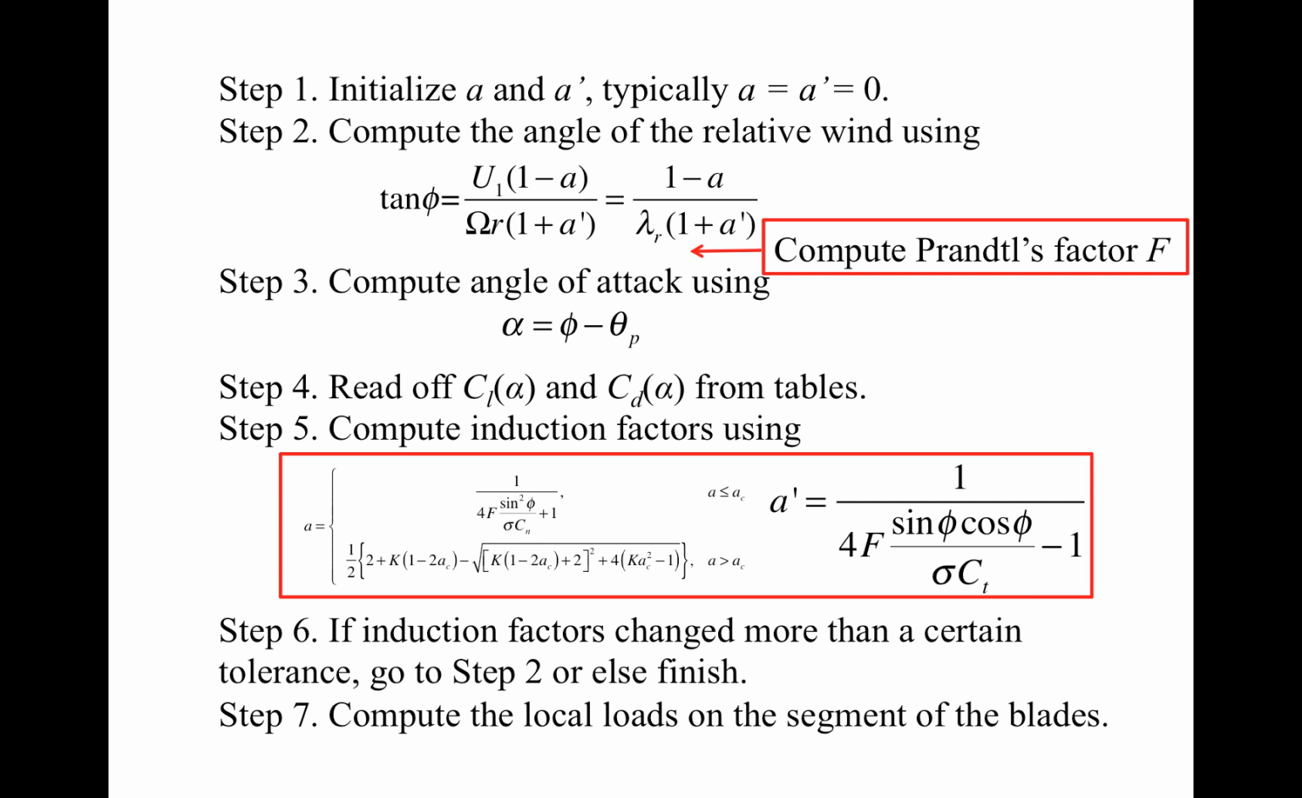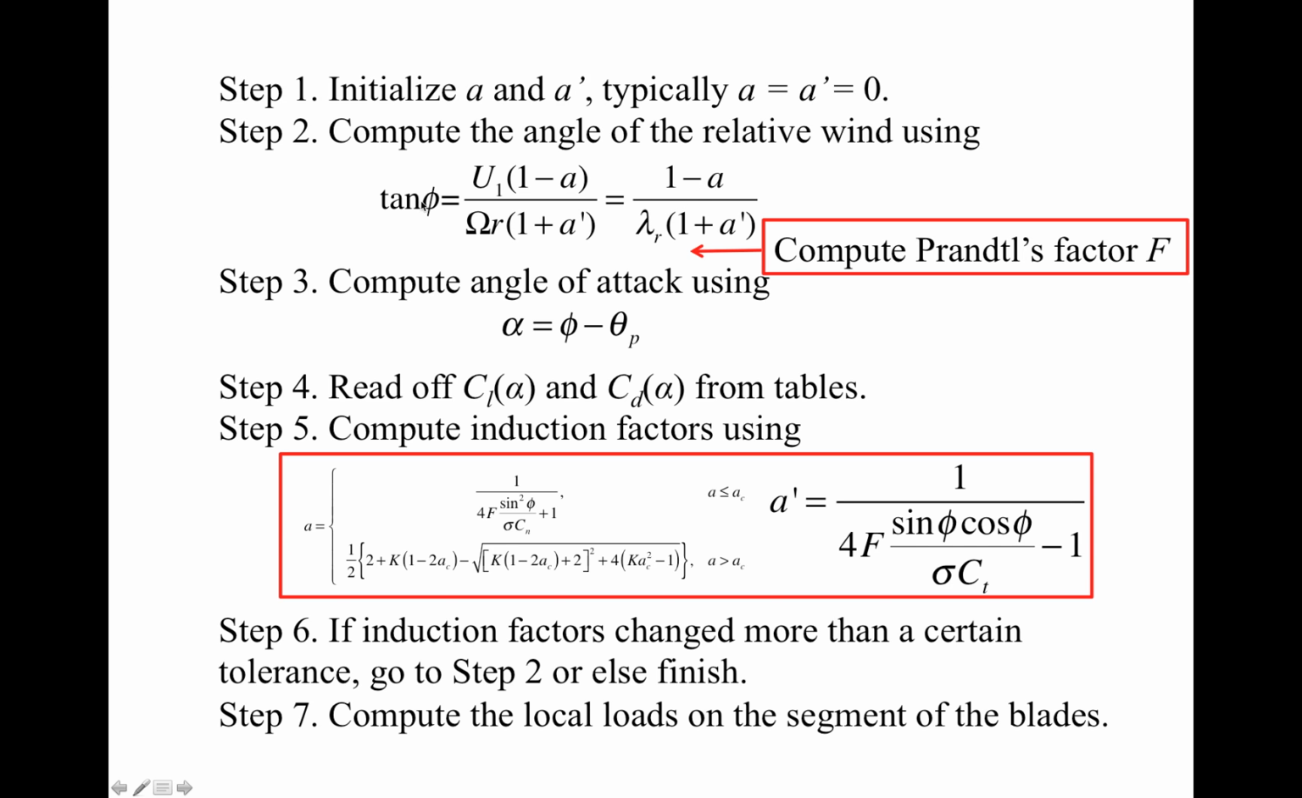Now we have a modified iterative algorithm for computing the two induction factors. So this is the BEM with Prandtl's tip loss correction and then the Glauert's correction for high A values. First step is still the same, initializing A and A prime. Most of the time we initialize to 0. And then the second step is still the same, compute the angle phi, angle of the relative wind, using the assumed A and A prime.